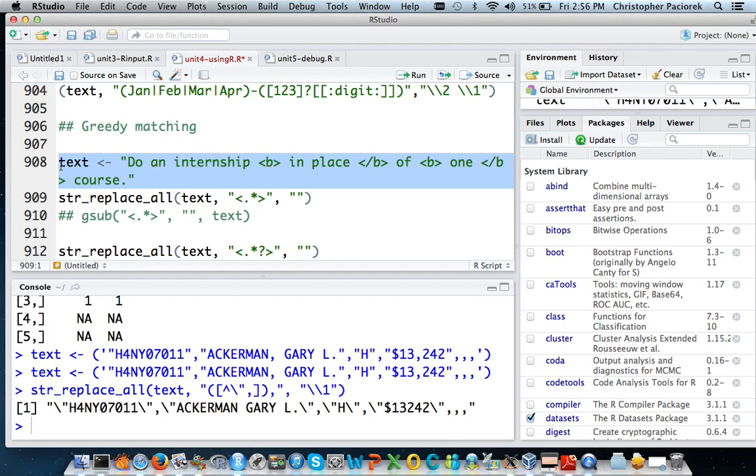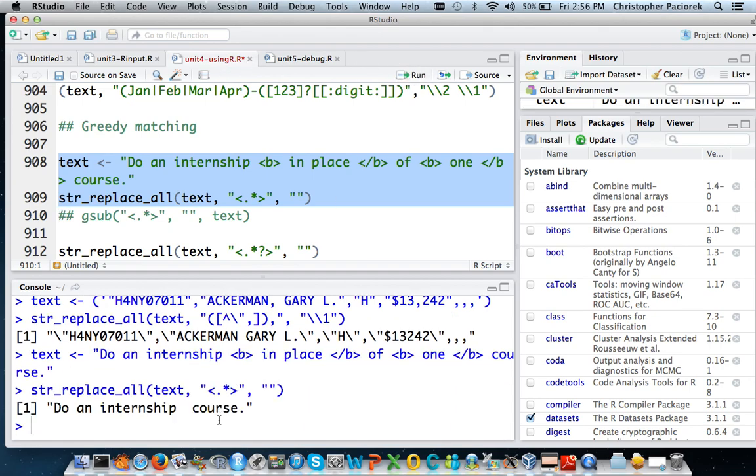expression. So if I go ahead and do that, what I'll see is that this turned out to be a greedy match. And so what it did was it went up to here. It found from here, and what it looks like is it pulled out everything all the way up to course. So basically, it matched all the way from here to here and replaced that with nothing.